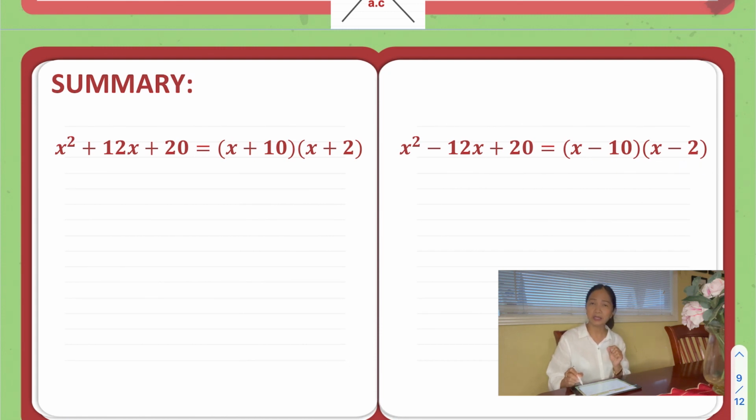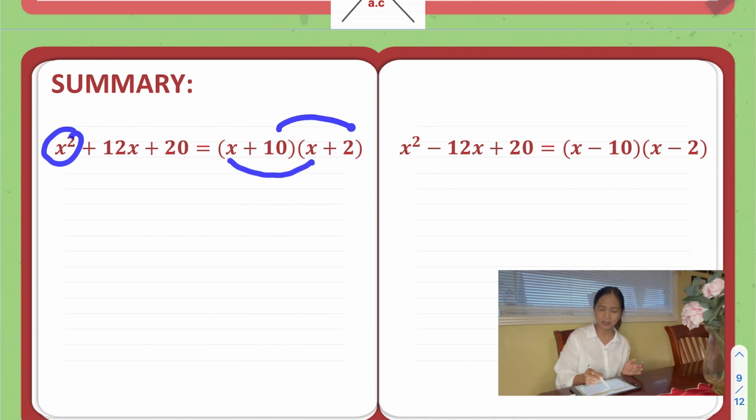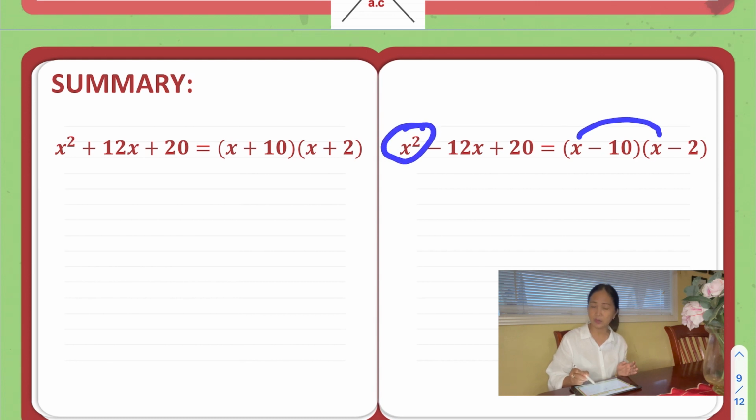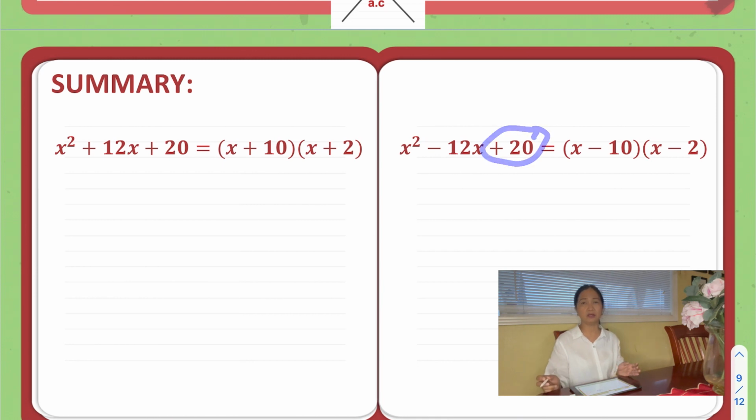Okay? So again, x squared plus 12x plus 20 is equal to x plus 10 times the quantity x plus 2. But x squared minus 12x plus 20 is equal to x minus 10 times the quantity x minus 2. And again, to check, x times x, x squared. 10 times 2, positive 20. On the other side, x times x, x squared. Negative 10 times negative 2 is positive 20.